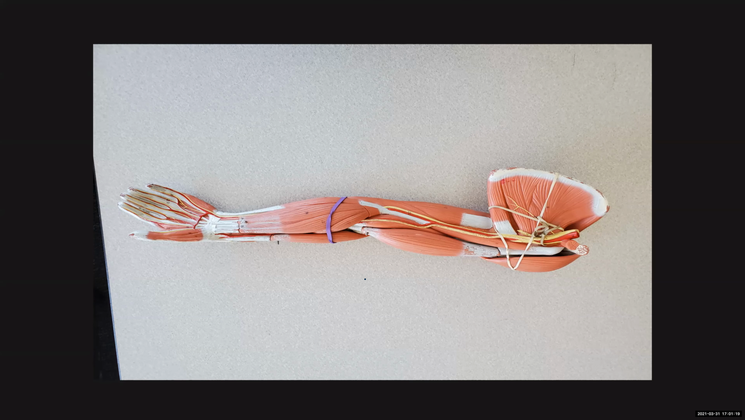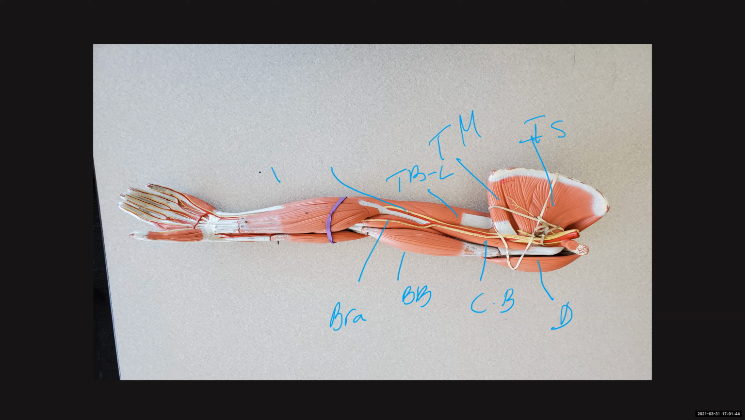It's basically the same model again. You are looking at the coracobrachialis, brachialis, biceps brachii, deltoid, infraspinatus, teres major, triceps brachii long head, triceps brachii medial head, pronator teres, brachioradialis.